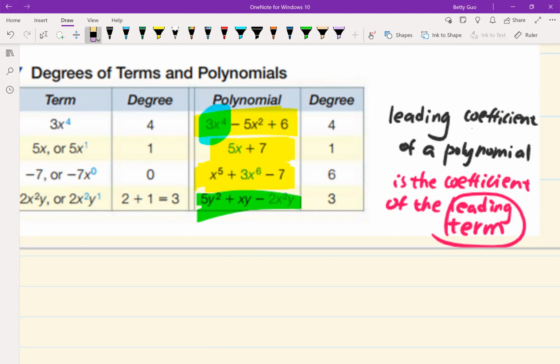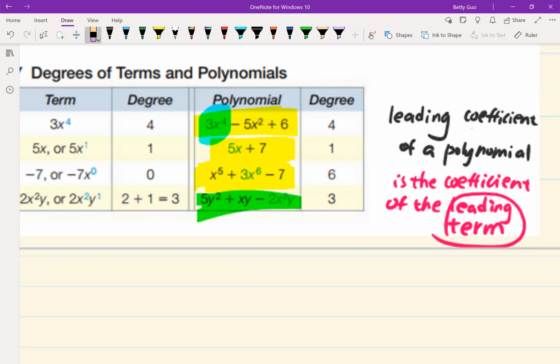5x. What's the exponent on x? Degree 1. Yeah. Is 7 a monomial? Angela, what's the degree of 7? Yeah, awesome. So which one has a bigger exponent or degree? 5x, right? 5x is the leading term. Very good. And let's look at this one.